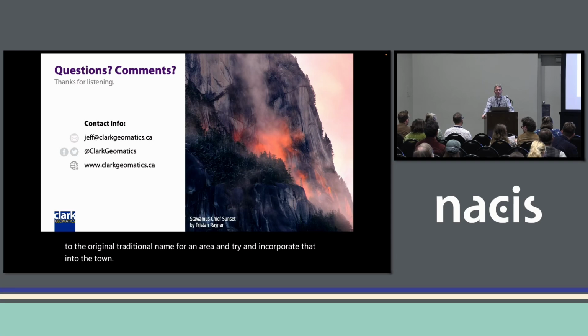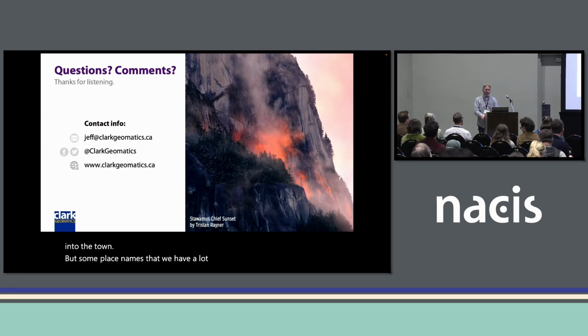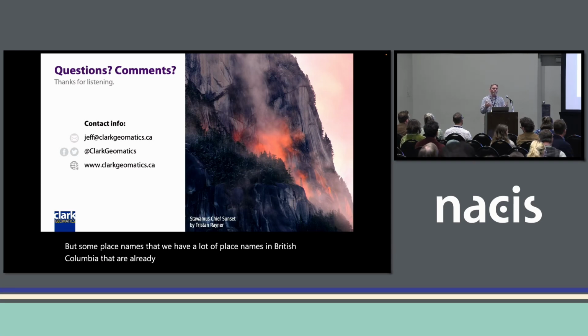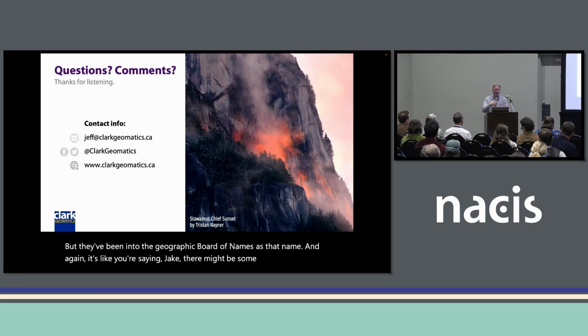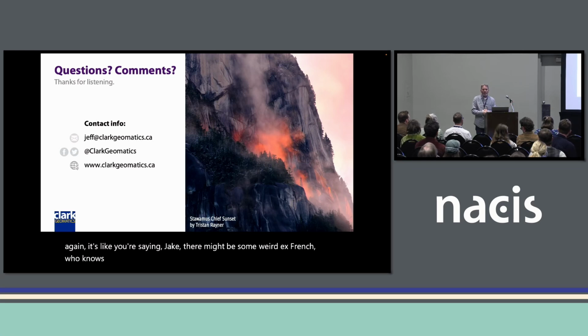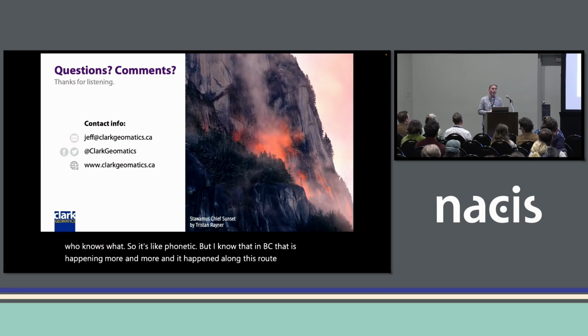But some place names, like we have a lot of place names in British Columbia that are already the Indigenous name, but they've been entered into the Geographic Board of Names as that name. And again, like you were saying, Jake, there might be some weird ex-French, who knows what, so it's like phonetic. But I know that in BC, that is happening more and more. And it happened along this route from the Olympics in 2010 up in Whistler. So, big effort to do that.